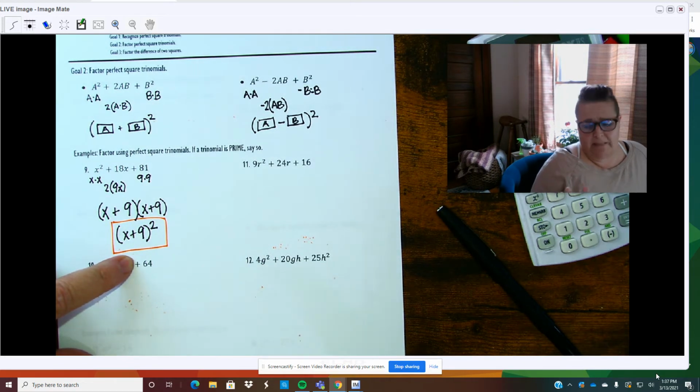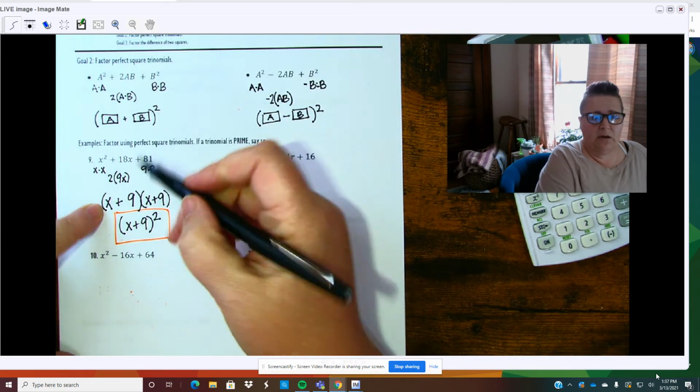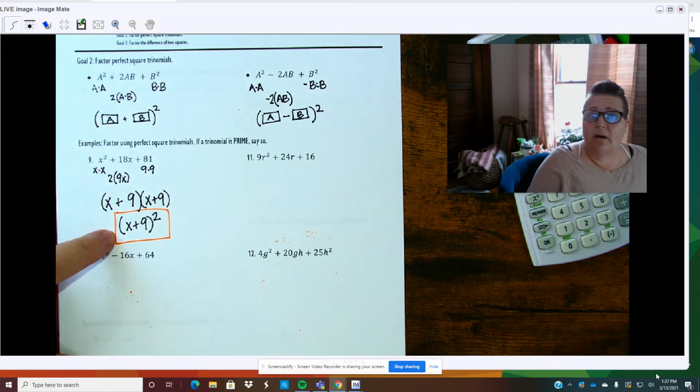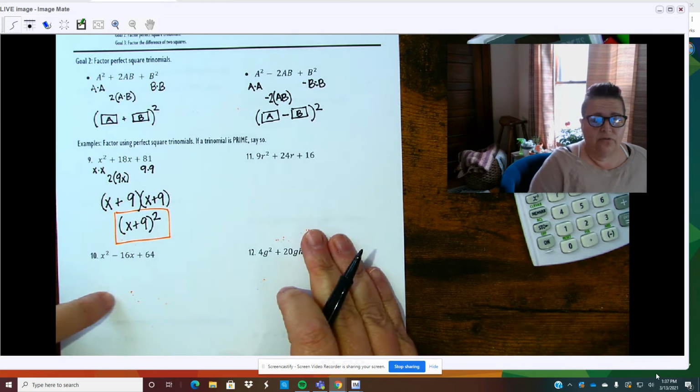Lots of people forget that middle term there, or the middle step here. It's fine. We can go from here to here. That's the whole part of this, is that we want you to be able to practice enough to make those kinds of jumps to the actual factored form.